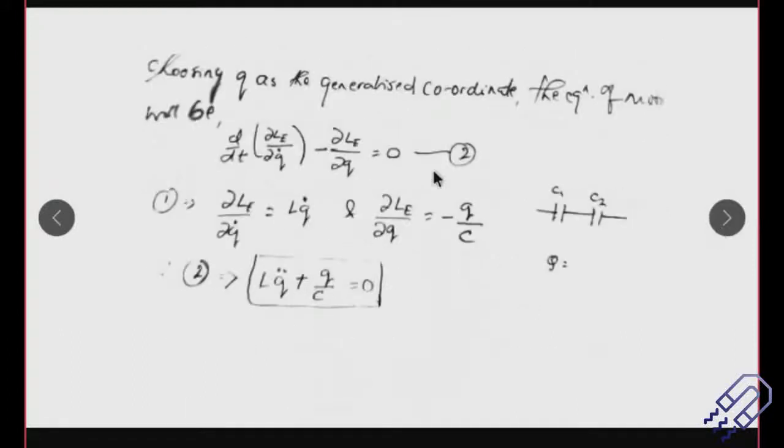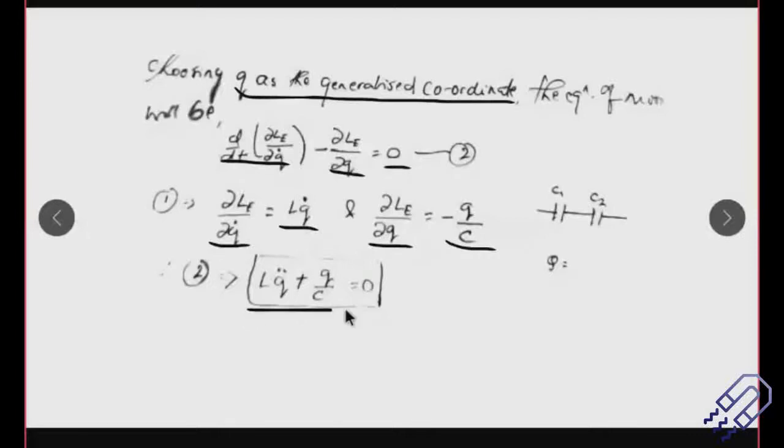Taking q as the generalized coordinate, we can write down the equation of motion. So d/dt of ∂E/∂q̇ minus ∂E/∂q is equal to 0. And then we can find out what ∂E/∂q̇ is, which will be nothing but Lq̇. Obviously, we take that equation, right? And ∂E/∂q is equal to minus q by C, and then you just put that in, and you get your answer. So the final equation of motion is Lq̈ plus q divided by C is equal to 0.